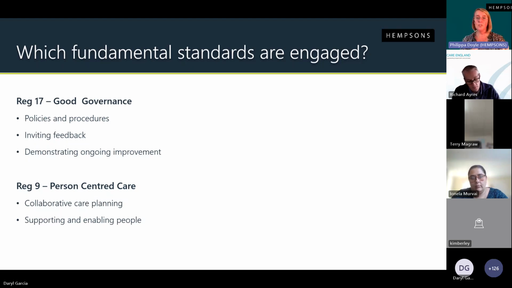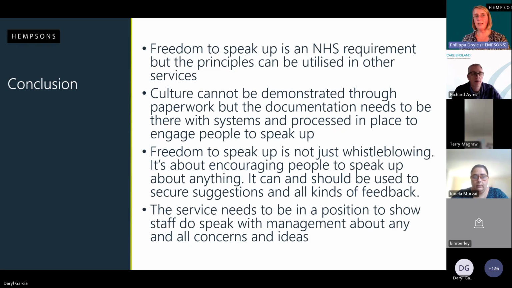Collaborative care planning, supporting and enabling people under person-centred care is going to feed in as well to that freedom to speak up process of staff being able to say, well, actually, I think this would work best for this person. I want to be involved in the organic development of their care planning process and what they want to do and what their preferences are. And we think that the right people will work together as part of that process. So if we just advance forward again, please, Daryl, bring everything together there.